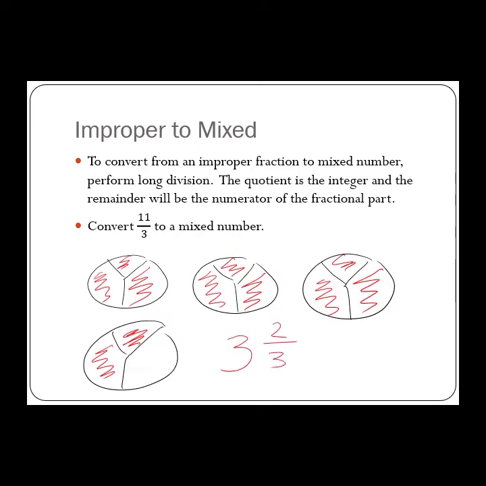That drawing the thirds is kind of difficult to do, so one of the techniques I've done is write them out in dots. 1, 2, 3, 4, 5, 6, 7, 8, 9, 10, 11. And you can see I have 3 whole with 2 left over.